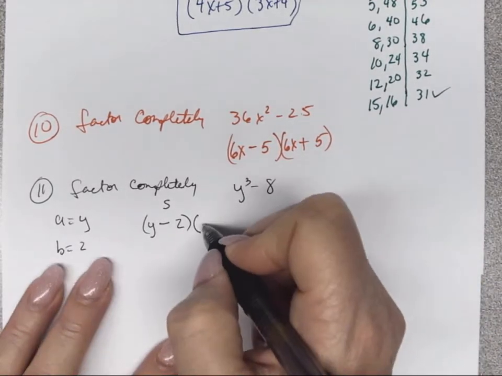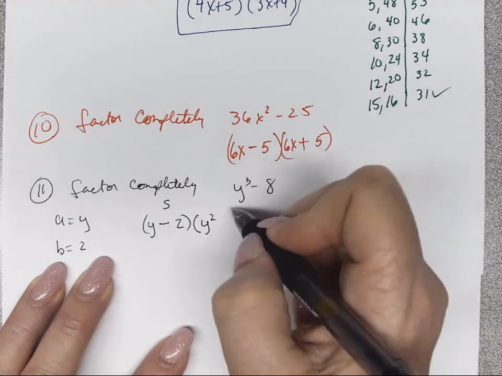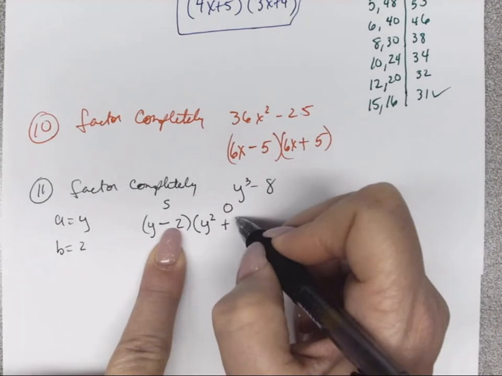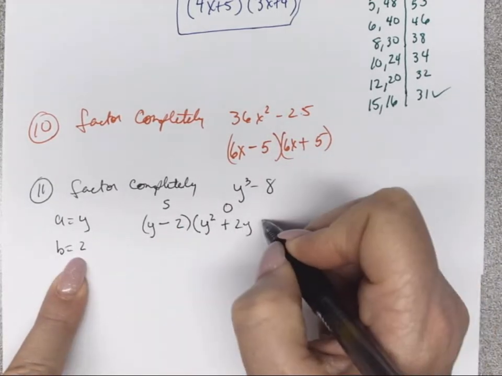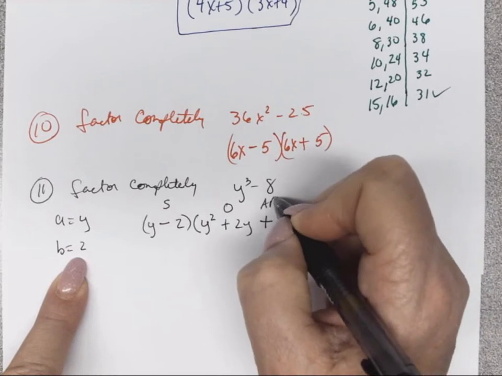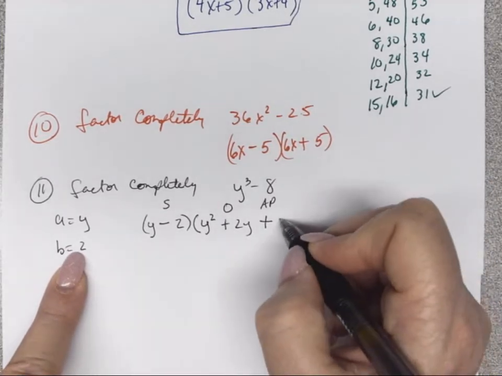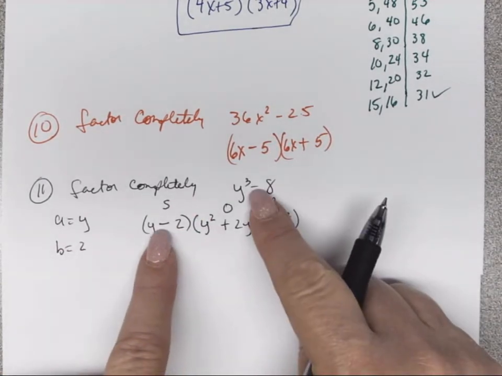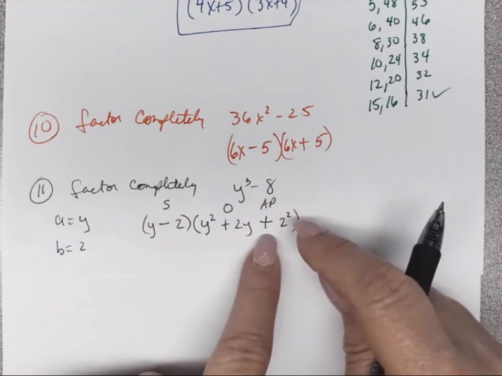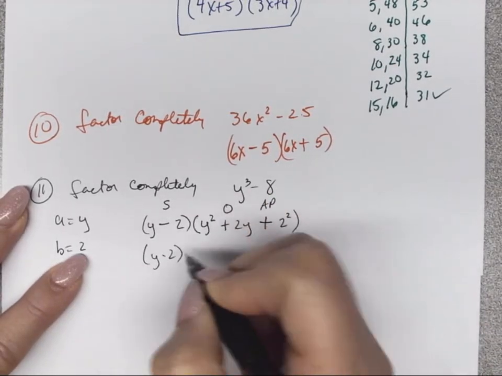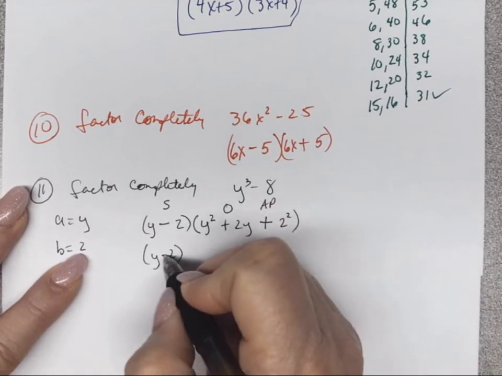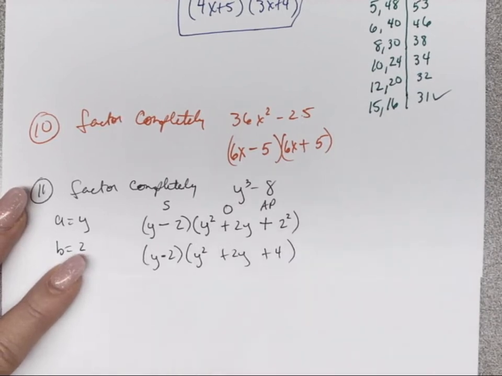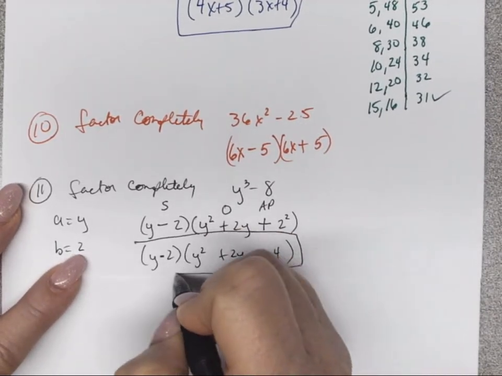The second one will have a squared, and then it is the opposite sign. So we had a negative, so it'll be a positive. And then it'll be a times b, so 2y, always positive, and then b squared. So that's where we get the SOAP. Same, opposite, always positive. Same sign you started with, opposite sign, always positive. Now, you do not have to write it as 2 squared. You could have just written it as the 4, but I want to make sure everybody knows where the numbers came from. So this would be your final answer right here.